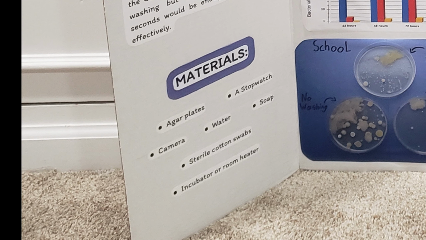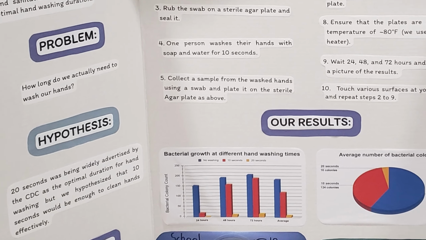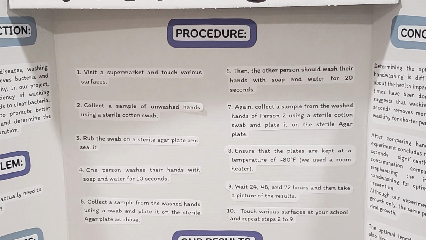Our materials include agar plates, a stopwatch, a camera, water, soap, sterile cotton swabs, an incubator or a room heater. The first step of our procedure was visiting a supermarket and touching various surfaces. Our second step was collecting a sample of unwashed hands using a sterile cotton swab.